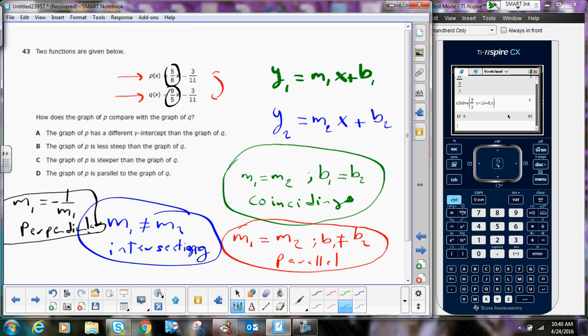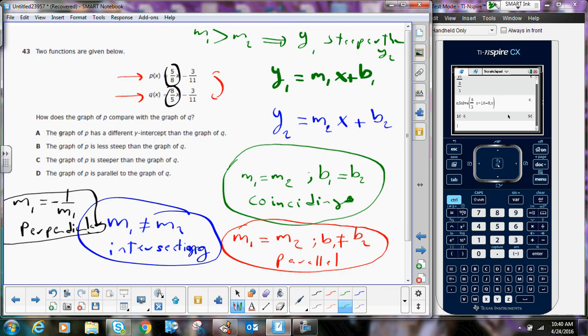Now, if m1 is greater than m2, meaning a bigger number, you can conclude that the first line is steeper than the second line. So the second line is less steep than the first line. So the first line y1 would be steeper than y2. So this is everything you have to know when you have two lines, how to compare two lines.